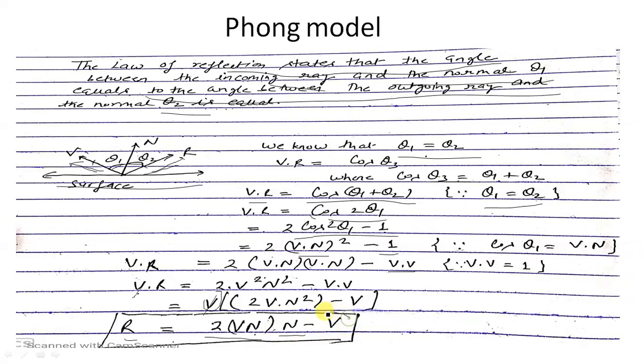v क्या है हमारा, वेक्टर टू द वेक्टर इन डायरेक्शन टू द लाइट सोर्स, और n क्या है हमारा, नॉर्मल वेक्टर टू द सरफेस. तो हम क्या कर सकते हैं, रिफ्लेक्शन वेक्टर को जनरेट कर सकते हैं इन टर्म्स ऑफ वेक्टर इन द डायरेक्शन ऑफ लाइट सोर्स एंड नॉर्मल वेक्टर.